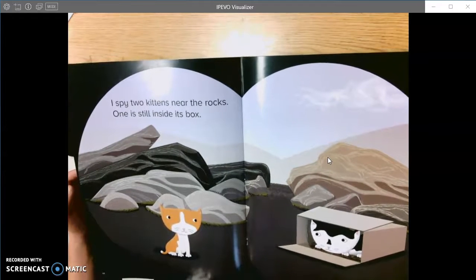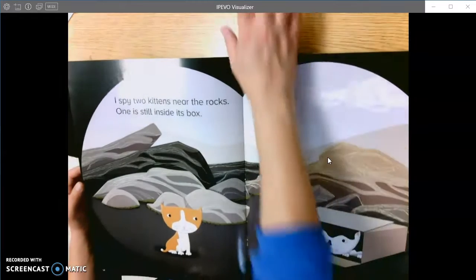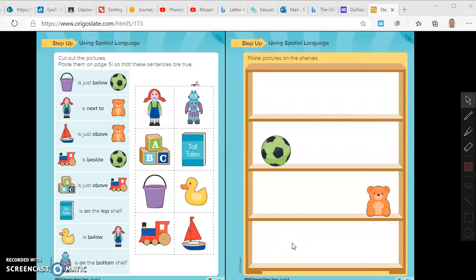Very good. Alright, boys and girls, in our activity we're going to open our Stepping Stones book to pages 49 and 51. We're going to start by cutting out these small rectangles on this side, and you can pause the video to cut these out. Now that you've cut out the rectangles, we're going to glue them on this page so that the sentences are true.